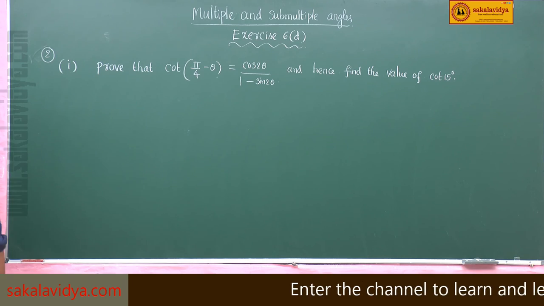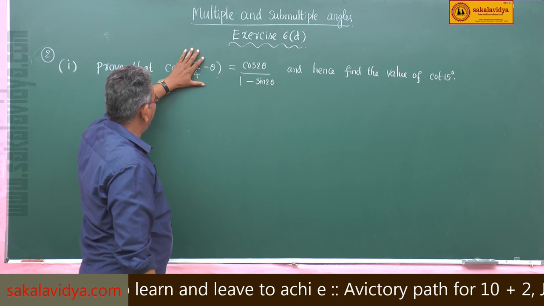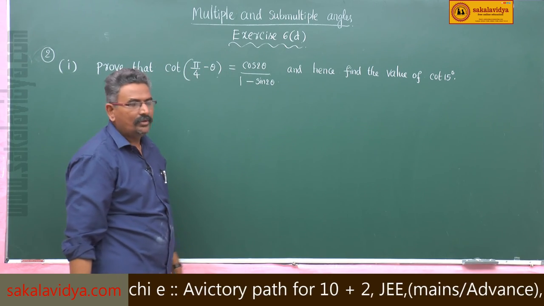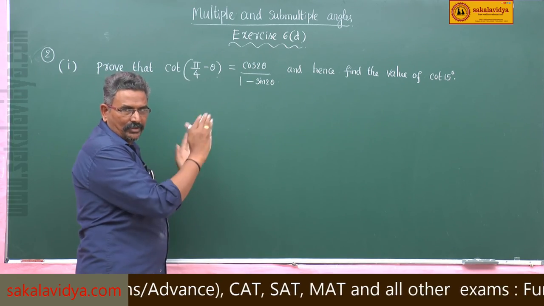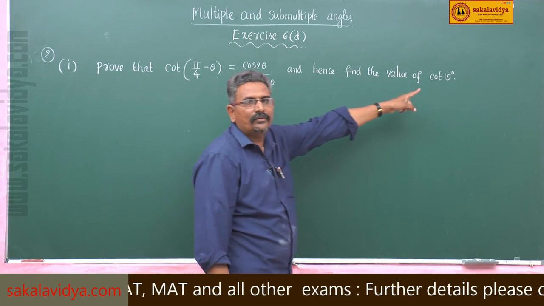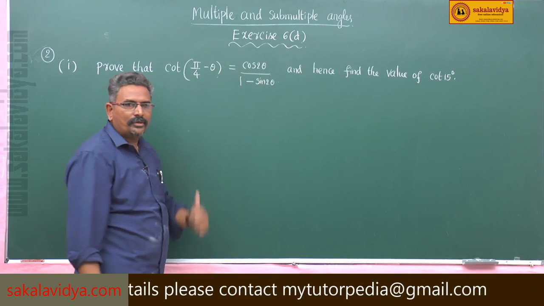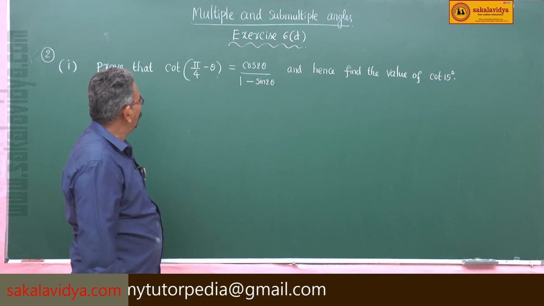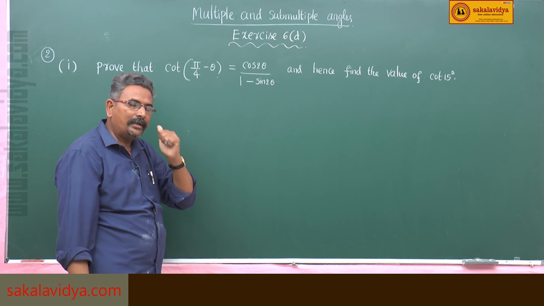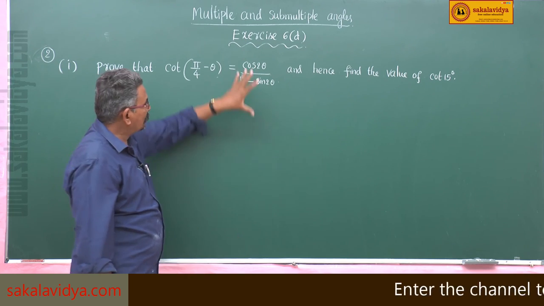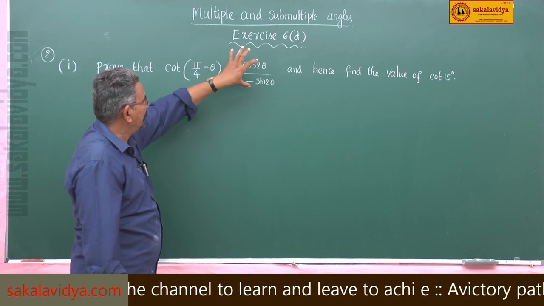Okay, in this problem actually first we have to prove cot of 45 degrees minus theta is equal to cos 2 theta by 1 minus sin 2 theta. From this one only we have to deduce the value of cot 15 degrees. So, in this problem it is better to consider the right hand side, that is the right path we can say. So, let us consider the right hand side.